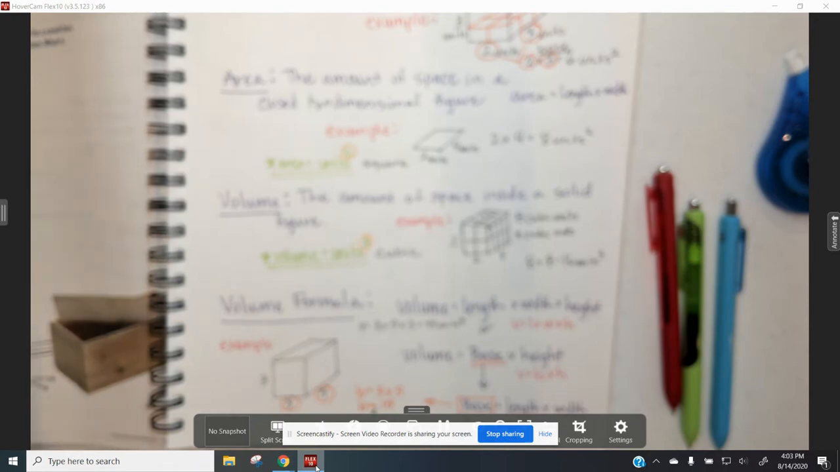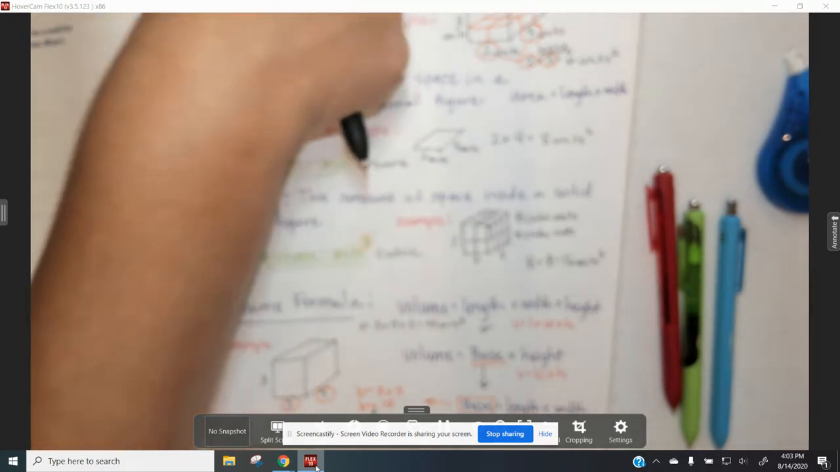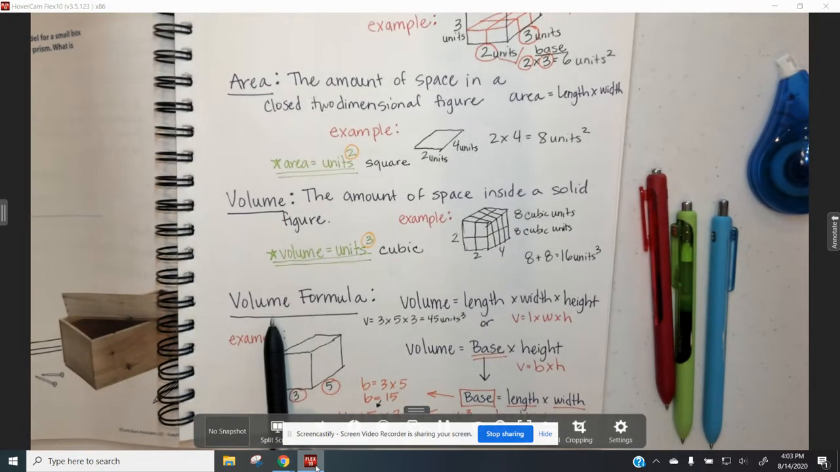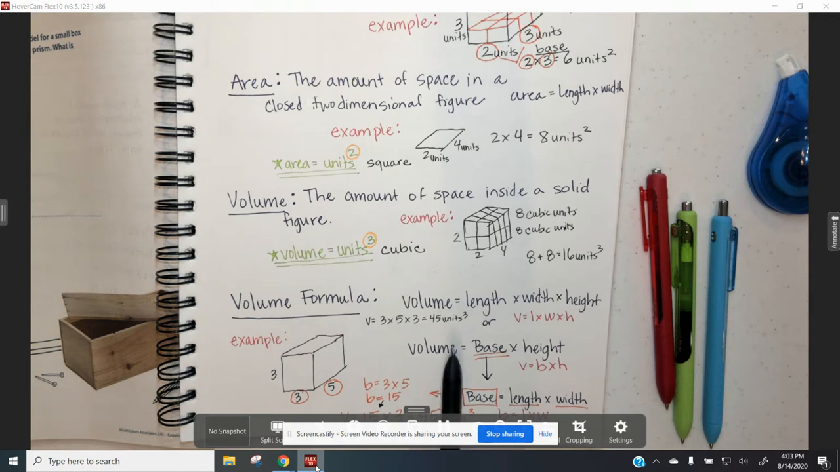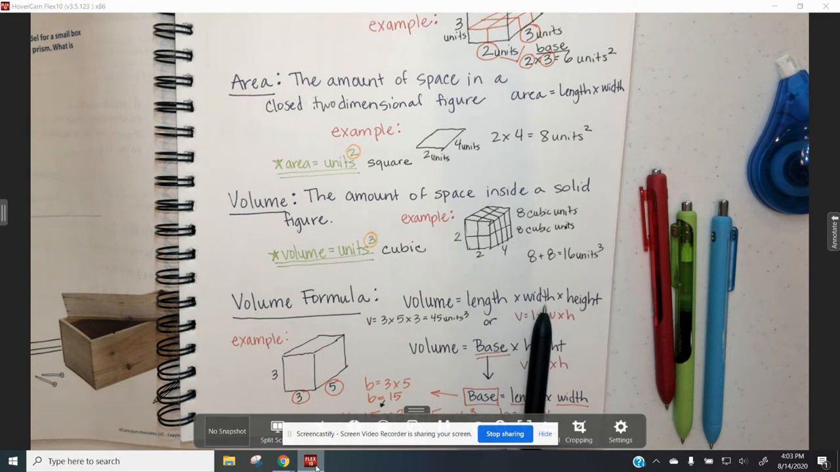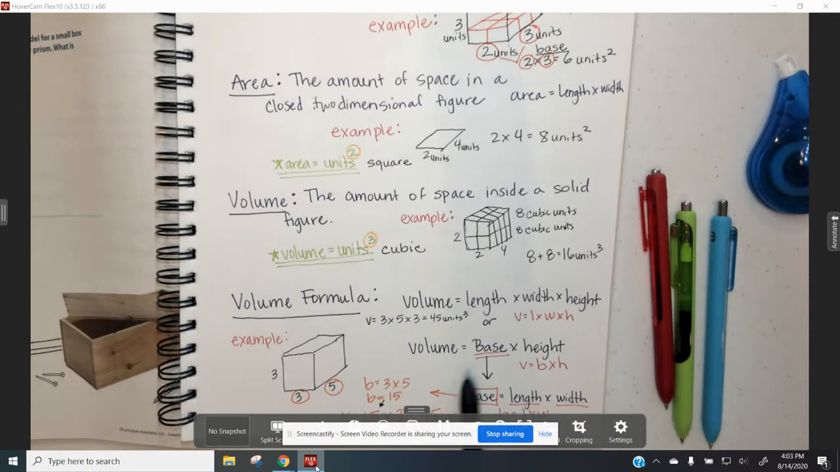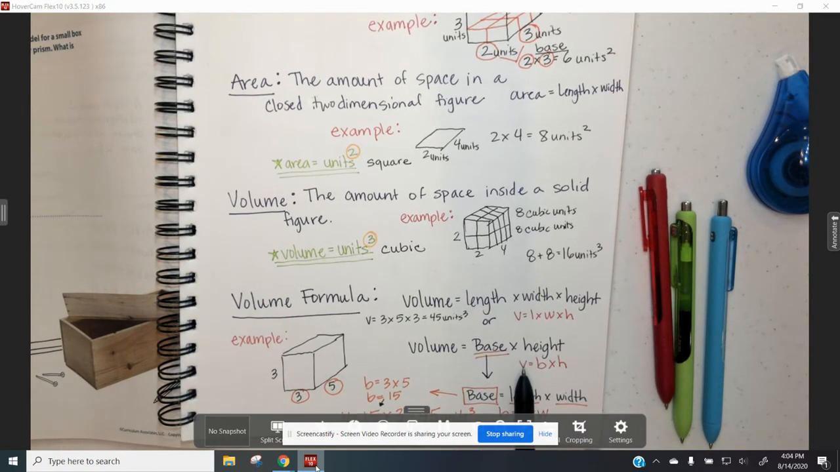Then finally, our last vocabulary idea is volume formula. The two different volume formulas we learned were that volume equals length times width times height, or V equals L times W times H, or volume equals base times height, or V equals B times H. So that being said, let's get going.